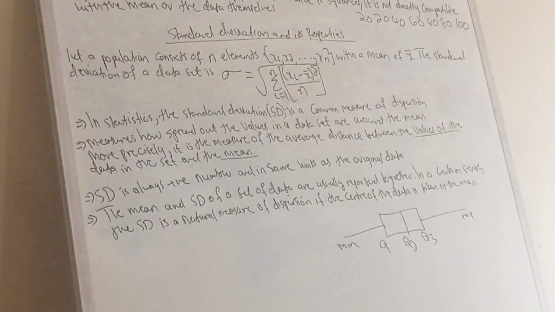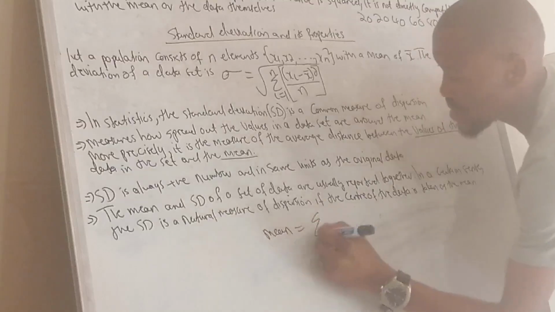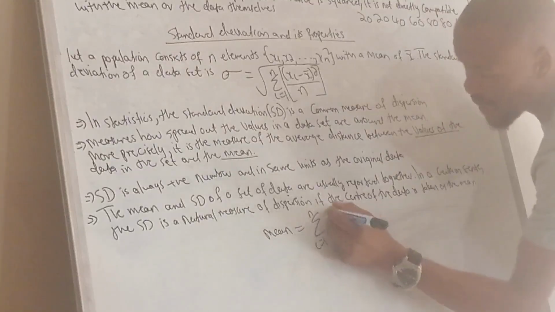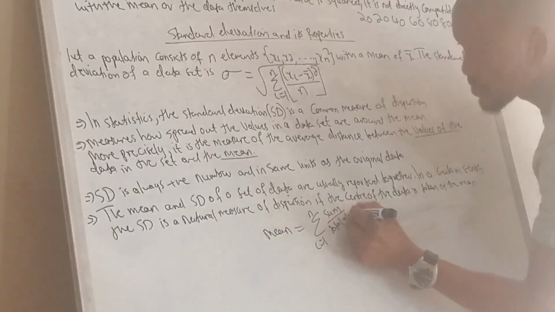So why are we saying that the mean and standard deviation of a set of data are usually reported together? Why should we report them together? Yet in the way of calculation they are different. We have to find the mean: the mean equals the sum of elements starting with the first one, then you divide by the total number of elements.